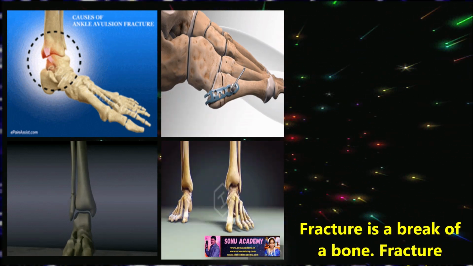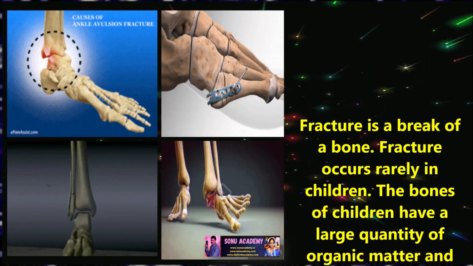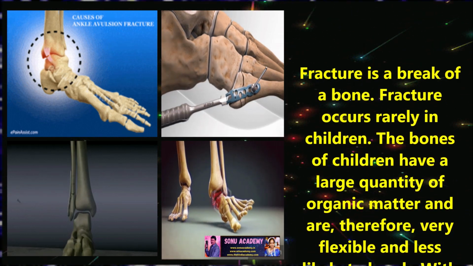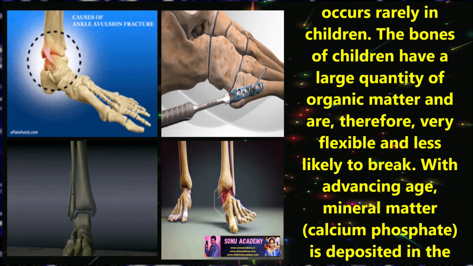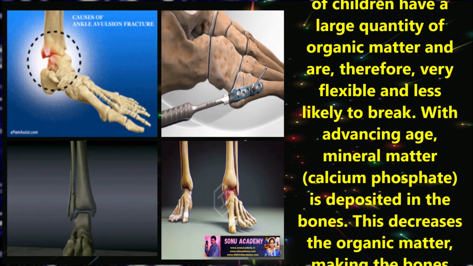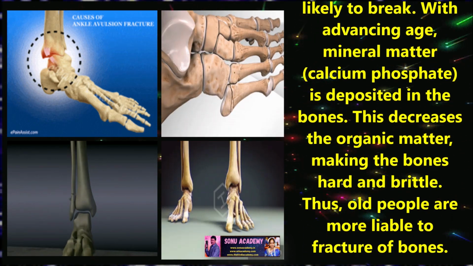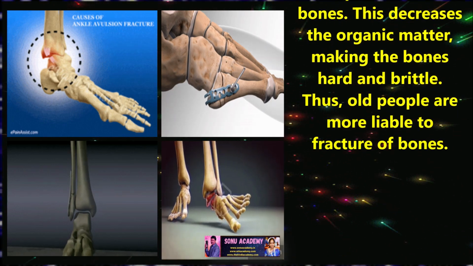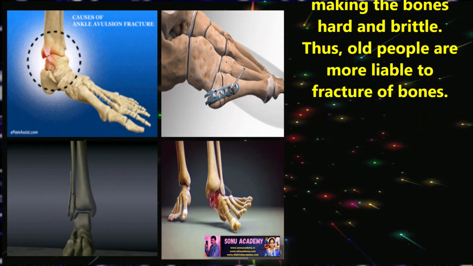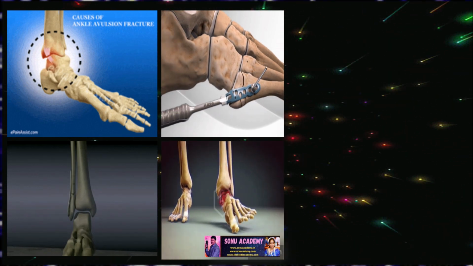Fracture. Fracture is a break of a bone. Fracture occurs rarely in children. The bones of children have a large quantity of organic matter and are therefore very flexible and less likely to break. With advancing age, mineral matter, calcium phosphate, is deposited in the bones. This decreases the organic matter, making the bones hard and brittle. Thus old people are more liable to fracture of bones.